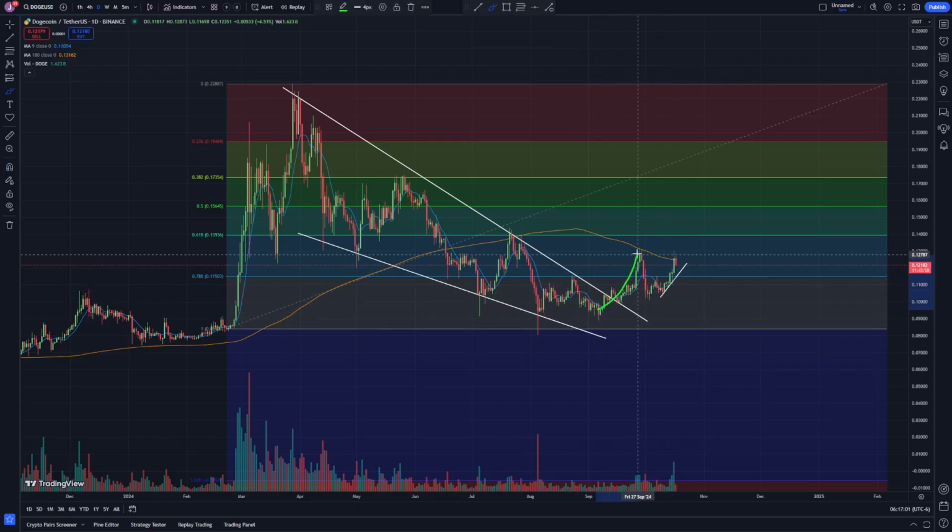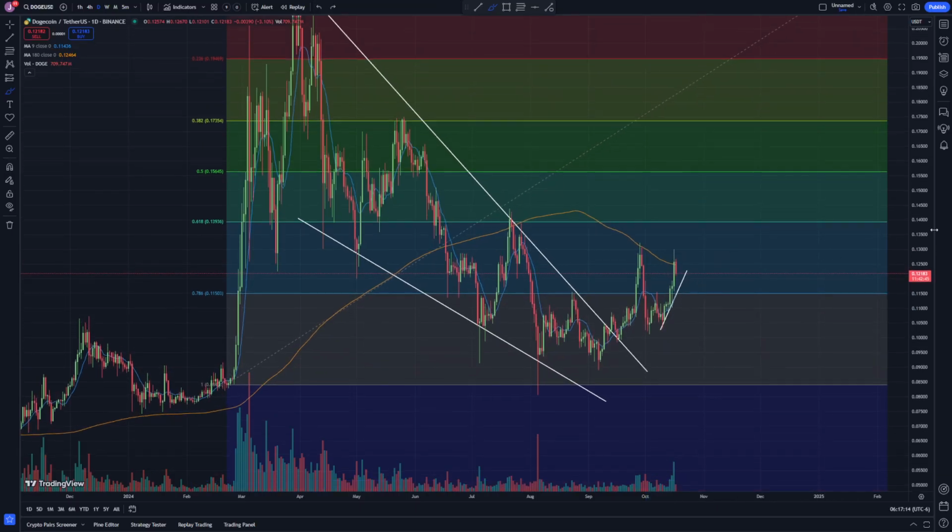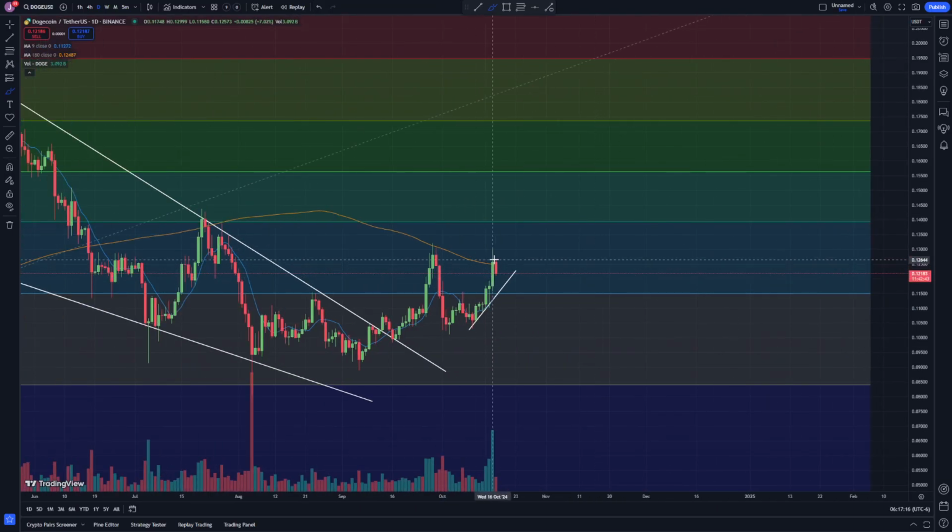We got this nice little run, and then we got rejected at the 180 moving average. I like watching these moving averages. This is the 180 moving average. We got rejected right here and started heading down again, but we got support in this area and started pushing up. Yesterday, we got a nice little run to the upside, and we came into that 180 moving average, and check it out, that's exactly where we're having some trouble.